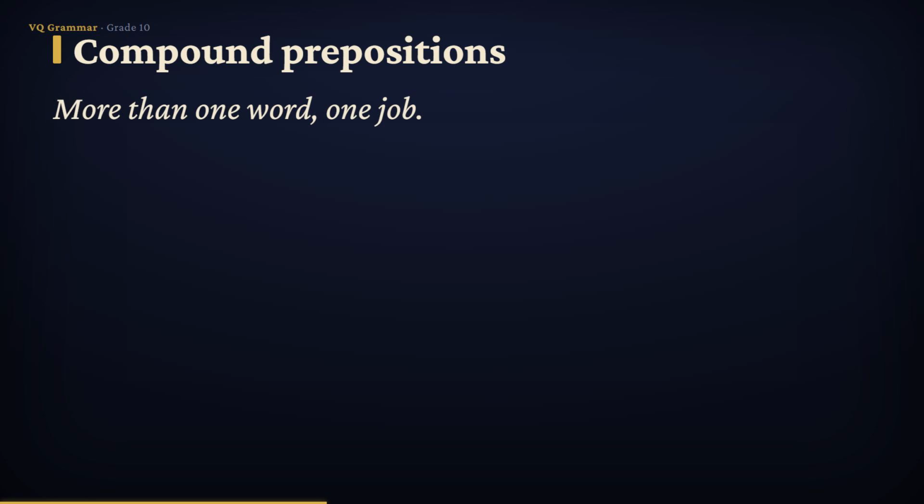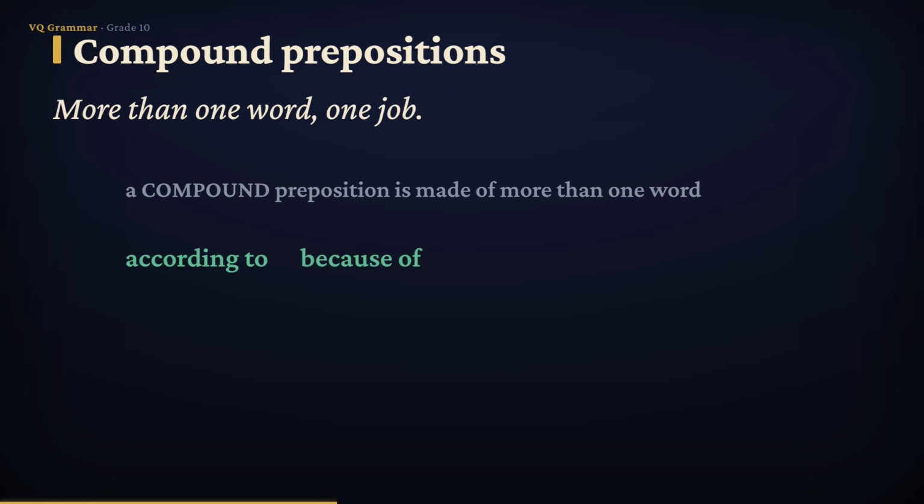Some prepositions arrive in more than one word, and those are called compound prepositions. According to, because of, instead of. Each of those is 2 or 3 words doing the work of a single preposition. And there are plenty more. In spite of, in front of, next to, out of.